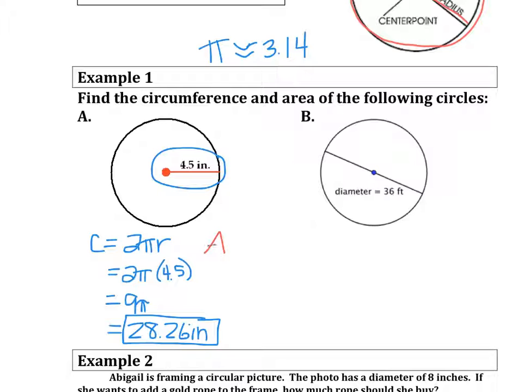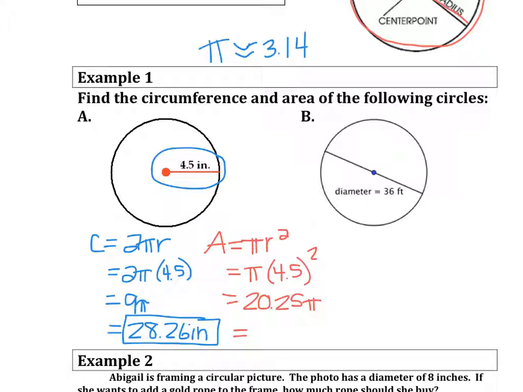Area is pi times radius squared. And since they gave us the radius, that works out nicely, 4.5 squared. So now I need to square the 4.5. So 4.5 times 4.5. So I have 20.25 pi. Now I need to multiply by pi, but you would stop there.